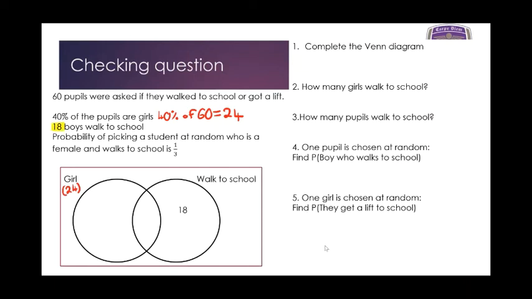18 boys walk to school. Well, we've already got that information in the Venn diagram because they're not in the girls circle. So that must mean they're a boy and they're contained within the walk to school circle. So therefore, they are a boy who walks to school.